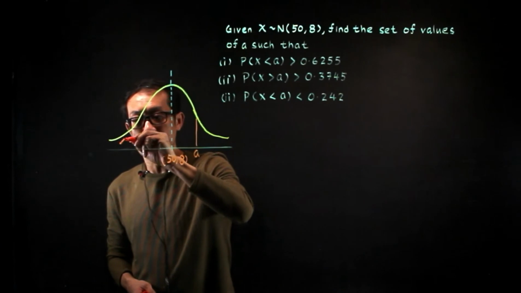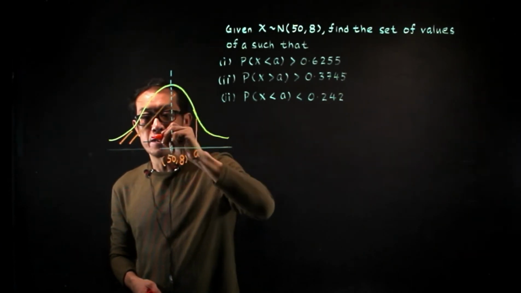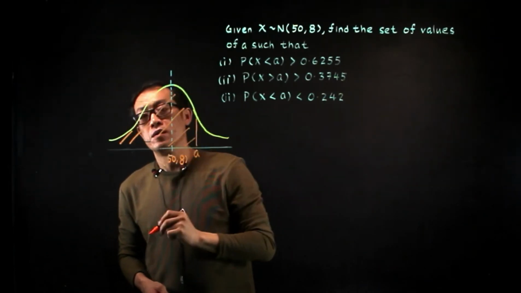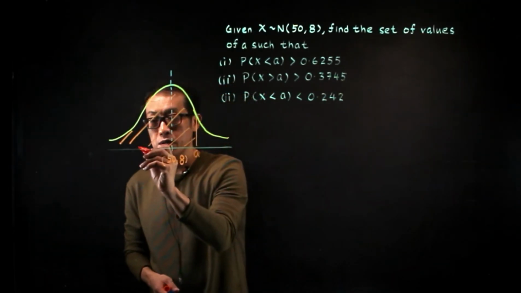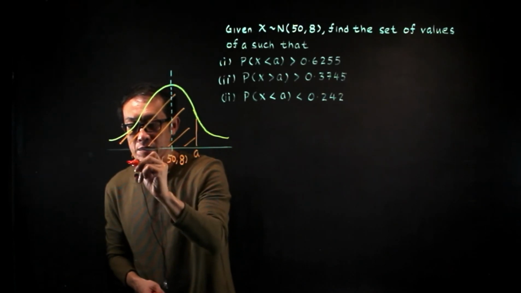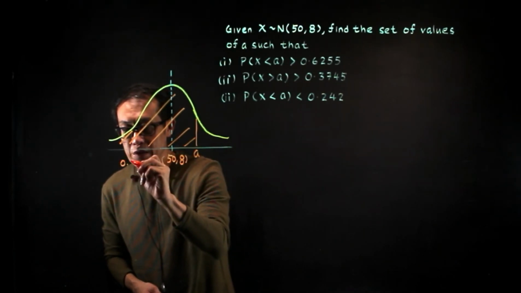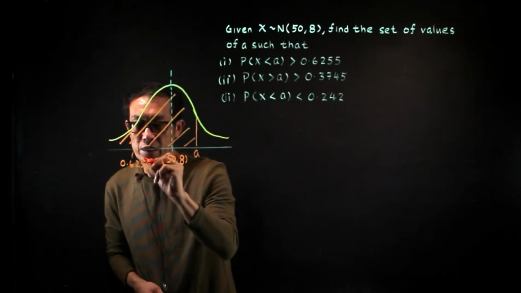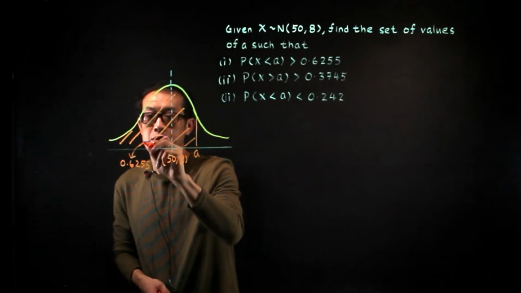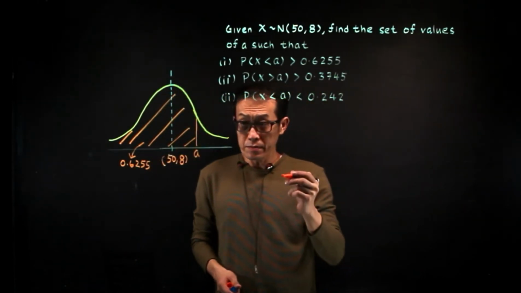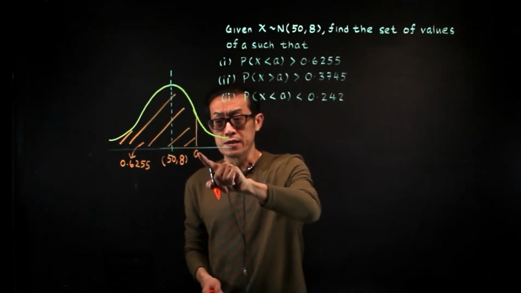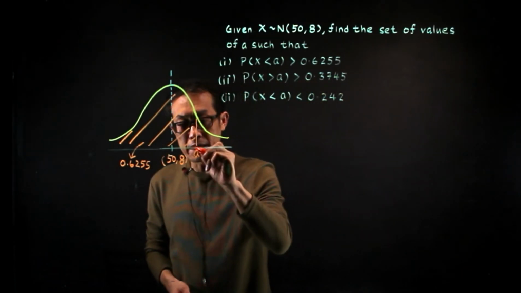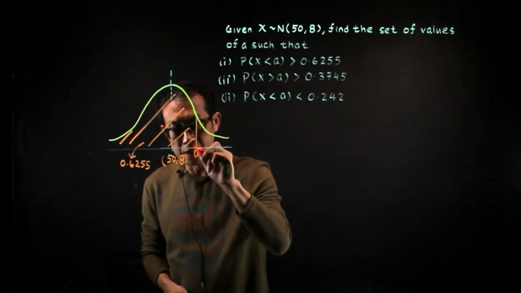Let me just shade this area. This area here is 0.625. Okay? Perhaps I just write this down: 0.6255. This is the area. Now, let us find what is this value over here first. Maybe I call it B. Okay, B. I call it B, not to confuse you.